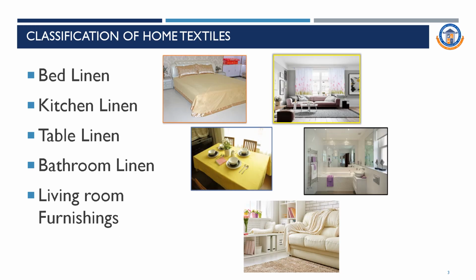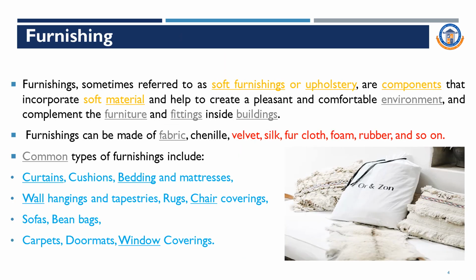Before moving to the exact title on furnishing and furnishing materials, it is my duty to say the classification of home textiles. I hope everyone knows the classification of home textiles. Basically, home textiles are classified into 5 types. One is bed linen, another one is kitchen linen, third one is table linen, fourth one is bath linen, and finally the fifth one is living room furnishings. So bed linen, kitchen linen, table linen, bath linen, living room furnishings are the 5 different segments which come under home textiles. Friends, it is essential to know what furnishing means.